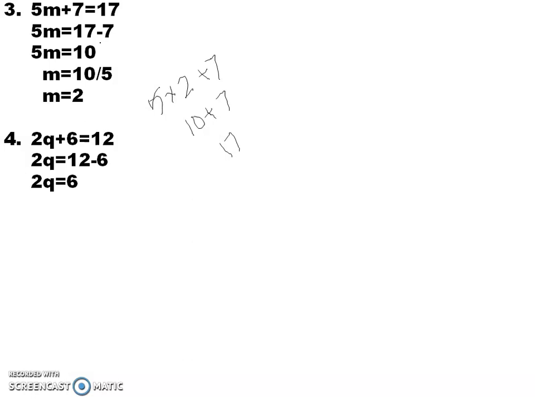Can you tell me what is the operation between 2 and q? Very good. It is multiplication. 2 into q is equal to 6. So when 2 is taken to the other side, it becomes division. q is equal to 6 divided by 2. So q is equal to 3. Next one, fifth one.